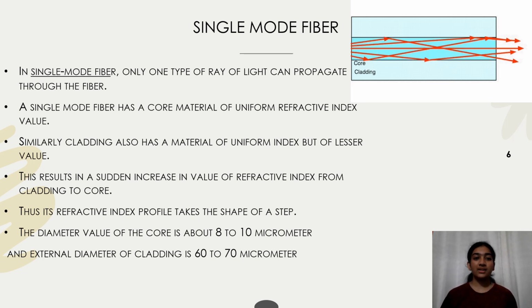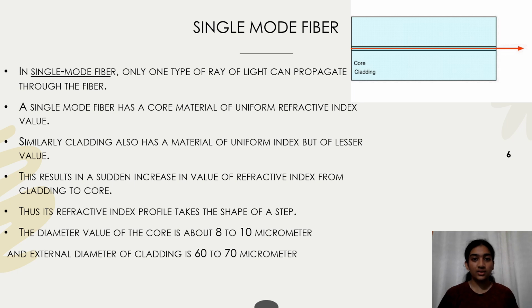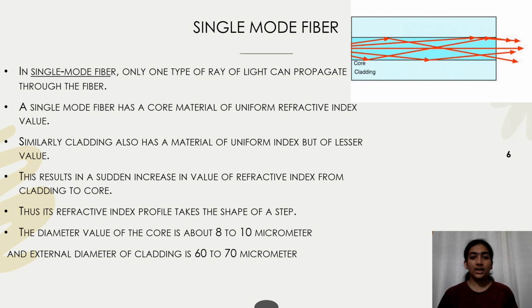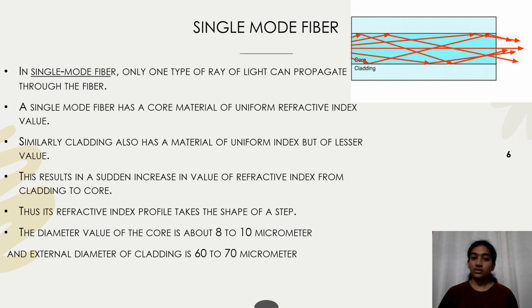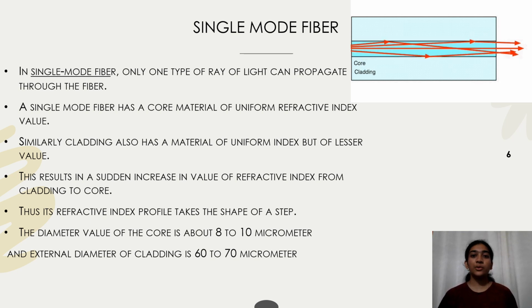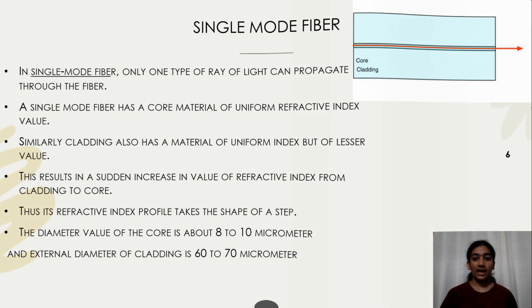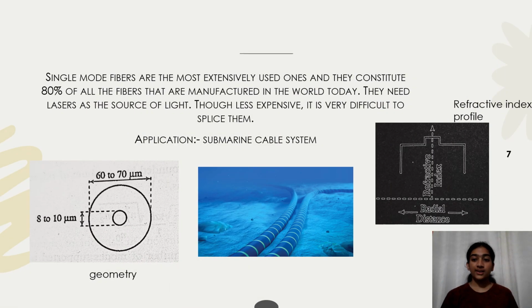So what happens is, in single mode fiber, it shrinks the core down so small that the light can only travel in one ray or mode. So hence the name. And single mode the fiber has a core diameter of 8 to 10 microns. So here you can see the refractive index profile taking the shape of the step.